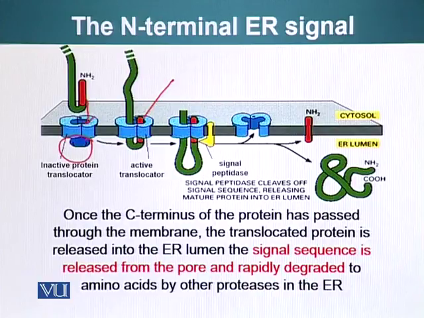After that has happened, for soluble proteins, the proteins are released into the lumen. The signal peptidase right here is going to cleave off the signal sequence, and the protein is released into the lumen of ER. This signal sequence is also released in the membrane, which is then subsequently degraded by the action of other enzymes. So this is what happens when we are talking about soluble proteins that are residents of ER.